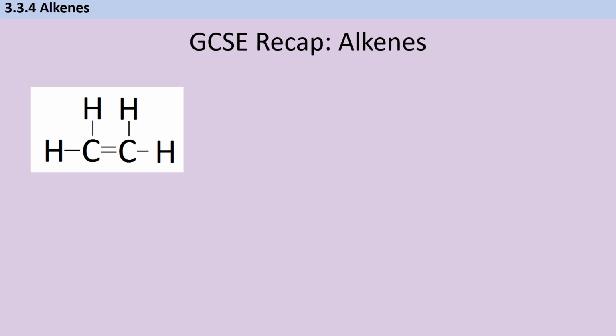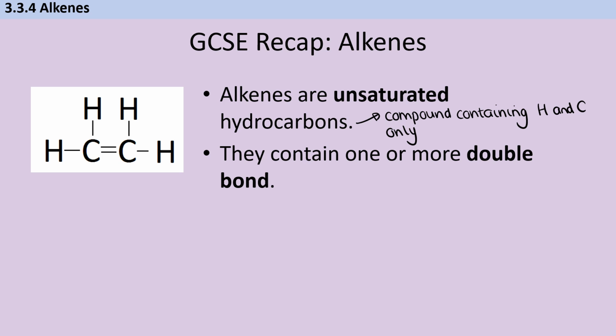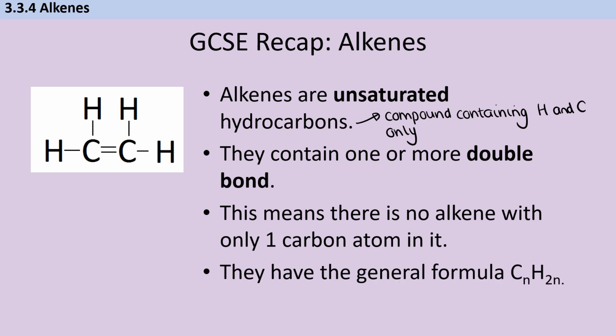You know from your GCSE study that alkenes are examples of unsaturated hydrocarbons, molecules that are made from hydrogen and carbon only. You learnt that their functional group was a double bond, although unlike at GCSE where we only met compounds with one double bond, at A-level we are going to meet dienes and trienes. You also learnt that because the functional group is the carbon-carbon double bond, there's no alkene that has a single carbon atom in it. And finally, you learnt that they had the general formula CnH2n.